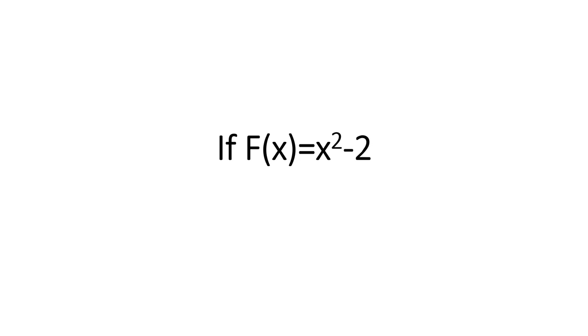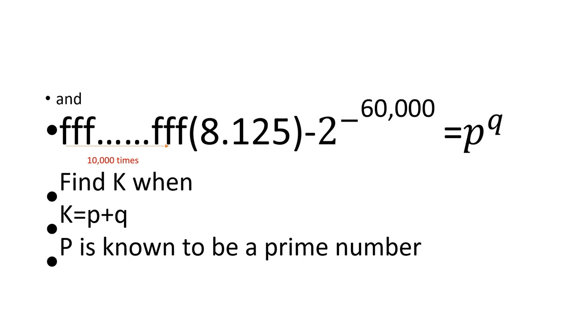This was given in an Olympiad of Russia, India, and Poland, a variation of this type of problem. If f of x is equal to x squared minus 2, we want to find f of 10,000 times 8.125 minus 2 to the power of minus 60,000. If it is p to the q, we want to know what is p plus q. Here we have the condition that p is a prime number, so it is only divisible by itself and 1. So let's see if we can solve this problem.